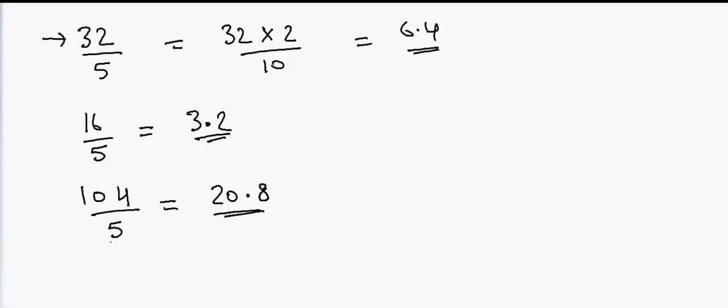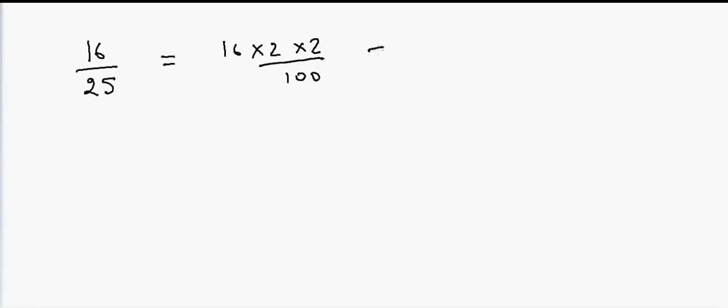That's your answer. Again, if I have to divide by 25, suppose I have 16 and want to divide by 25, how will I go about this? In that case, I can write it as 16 into 2 into 2 divided by 100, right? So double of 16 is 32, and then 32 double is 64. So the answer is 0.64.